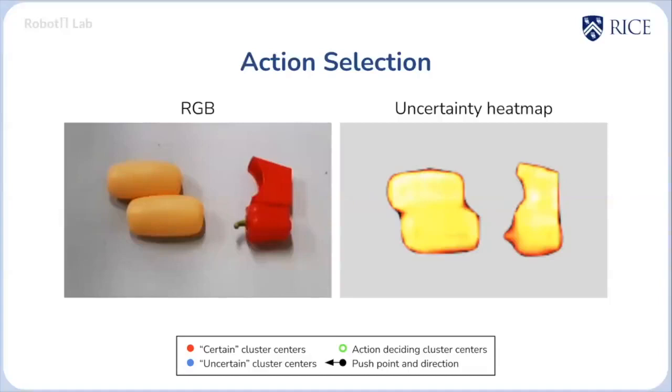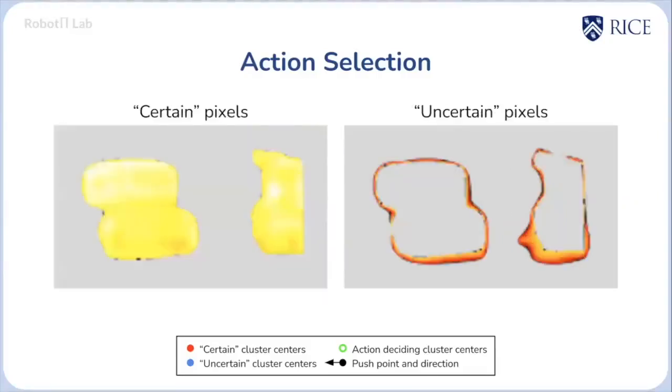Using an uncertainty heat map generated by a static segmentation model, we can heuristically generate a robot push with a goal of creating motion such that two objects do not move in the same direction. By separating the heat map into pixels we are certain to belong to an object and the pixels we are uncertain of belong to an object, we can do clustering on certain and uncertain pixels.